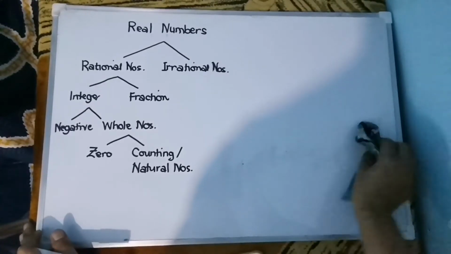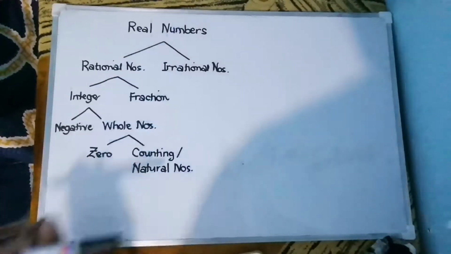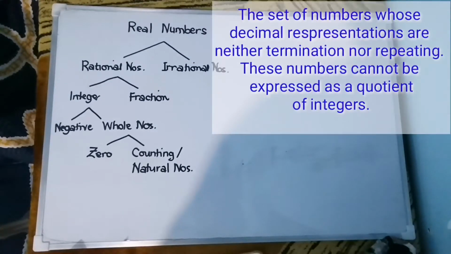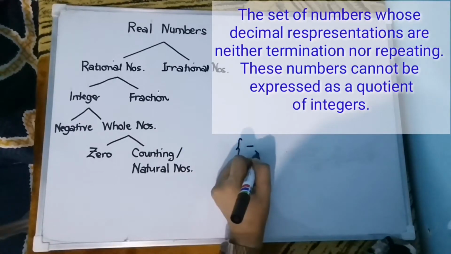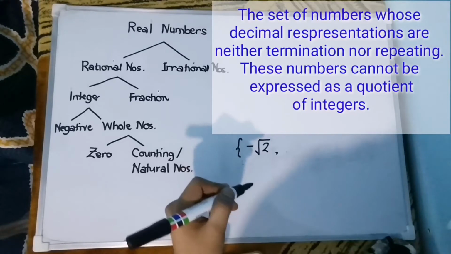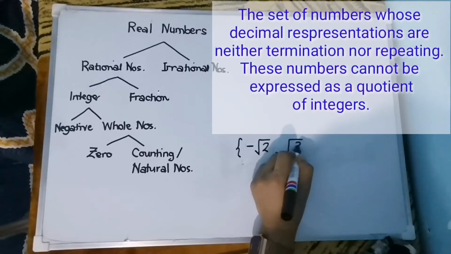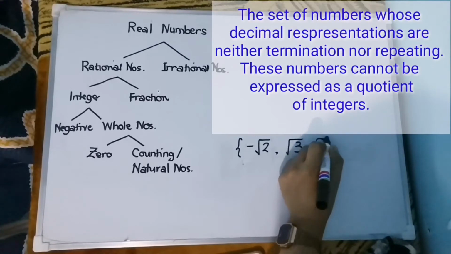So while, on the other hand, we have here irrational numbers. When we say irrational numbers, the set of irrational numbers is the set of numbers whose decimal representation are neither terminating nor repeating. Again, neither terminating nor repeating. These numbers cannot be expressed as a quotient of integers. Again, it cannot be expressed as a quotient of integers. Example, we have negative square root of 2. We have here square root of 3, and we have here pi.